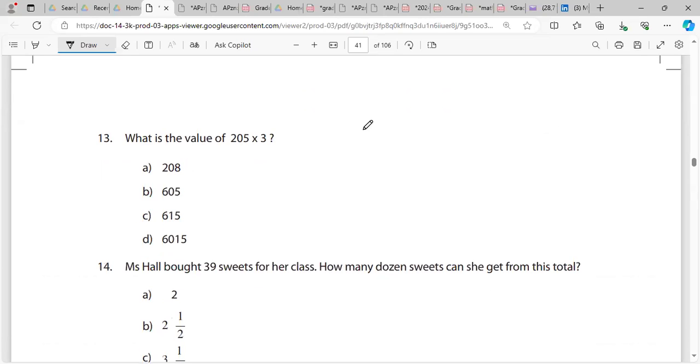What is the value of 205 multiplied by 3? So, guys, even though I have class, we make a sacrifice. 3 times 5 is 15, 5 carry 1, 3 times 2 is 6, 6 plus that 1 is 7... so that's 615.